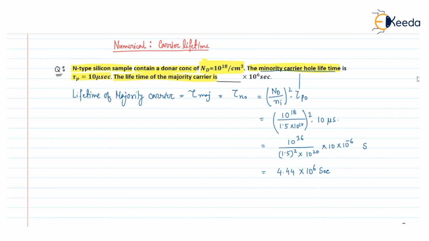So the answer will be 4.44, and 10 to the power 6 is already written in the question, so 4.4. So in this way we can calculate the lifetime of the majority carriers in terms of the minority carrier lifetime.